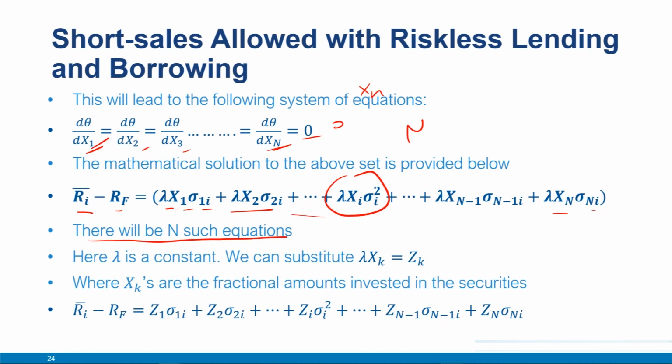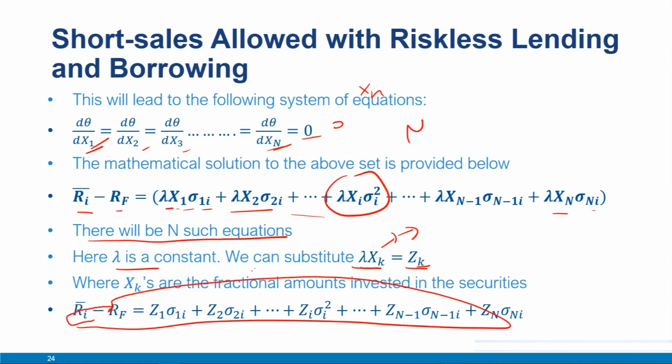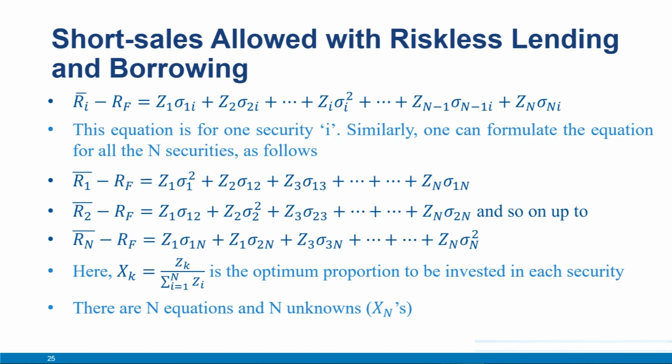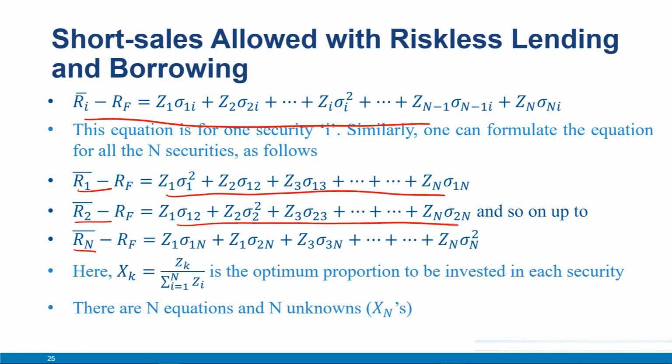And we'll have n such equations where lambda is a constant, and we can further simplify by substituting lambda xk equal to zk. Recall that xk here are the fractional amounts invested in the securities, and when we replace lambda xk equal to zk, the resulting expression appears to be like this. It's easy to understand. Ri minus Rf equal to z1 sigma 1i plus z2 sigma 2i and so on. Now this generic Ri minus Rf equation, which is appearing like this, we can also have n versions like R1 bar minus Rf, R2 bar minus Rf and Rn bar minus Rf, up till n equations, and these equations will appear like this in a very simple manner.